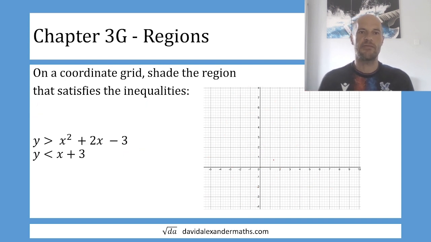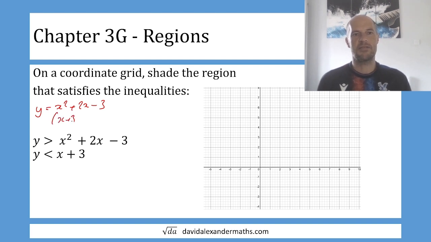On a coordinate grid, shade the region that satisfies these inequalities here. So the first one is y. Let's turn it into y equals x squared plus 2x take away 3. Okay, so what am I going to do with that? So this will factorise, so that's going to be x plus 3, x minus 1. So that means the x-intercepts are negative 3 and plus 1. So minus 3, plus 1. Okay, now I also know that this is the y-intercept, 0, negative 3, so it's cutting through here. And I just want to work out the turning point.